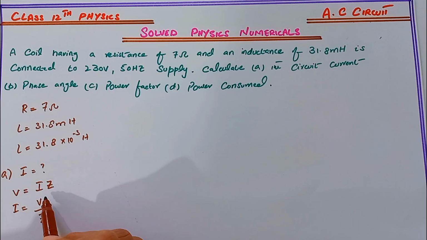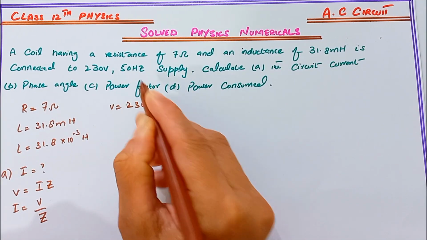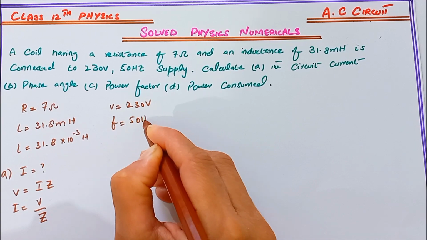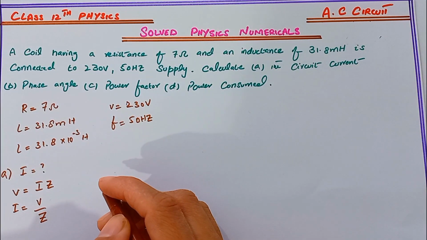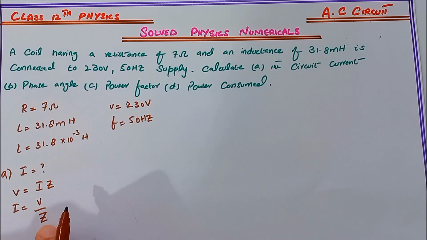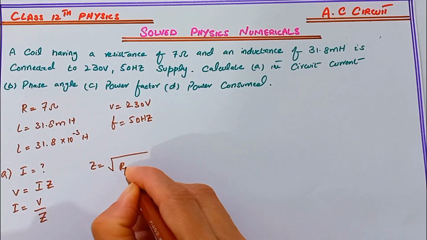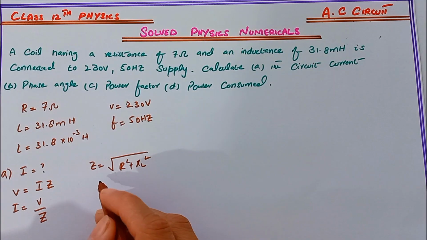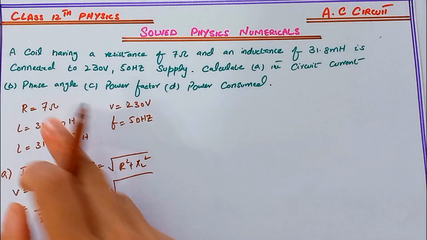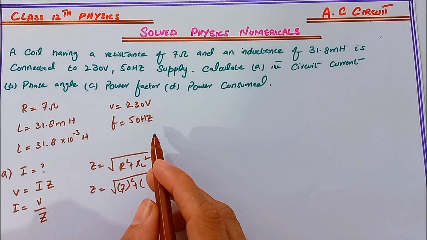Here the voltage that is given is 230 volt and the frequency that is given is 50 hertz. So the voltage is given, but we don't know the Z value. We can find Z by using the formula Z is equal to square root of R square plus XL square. The value of R is 7, so 7 square plus, but we don't know the XL.